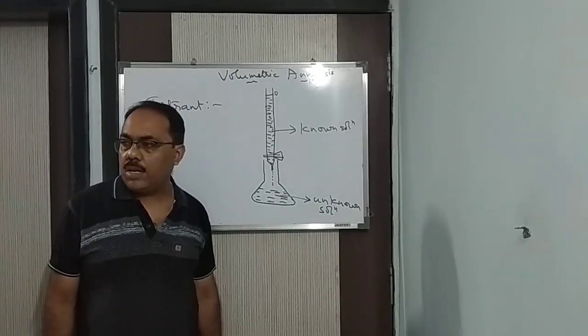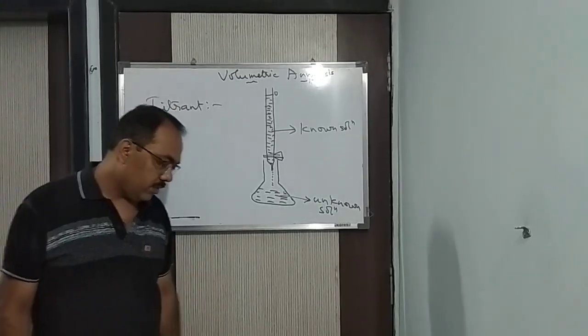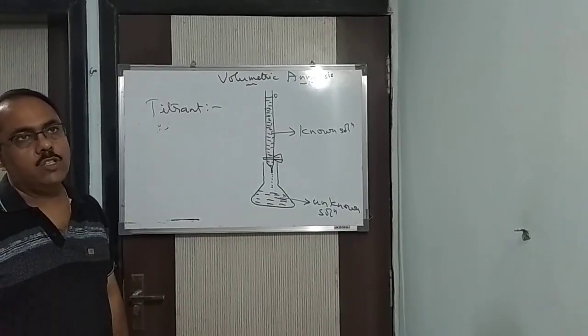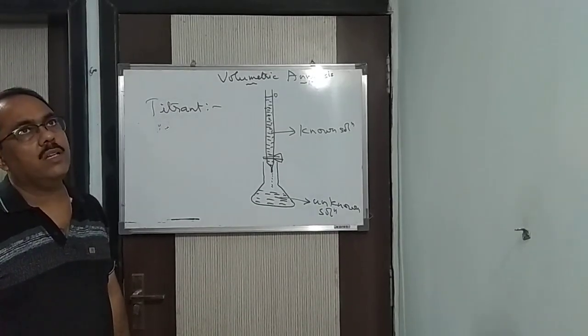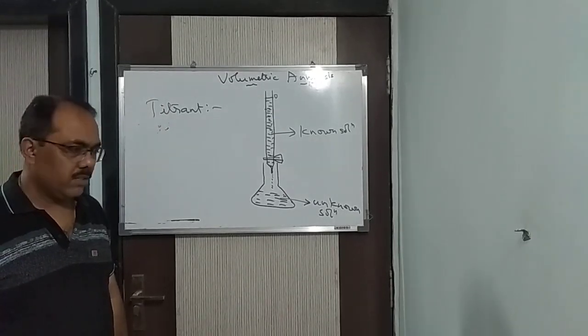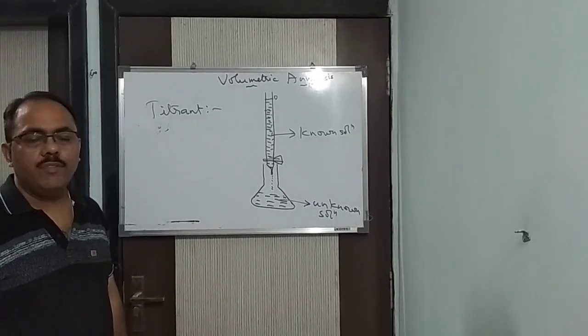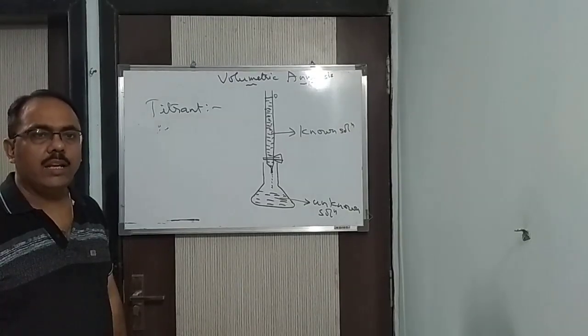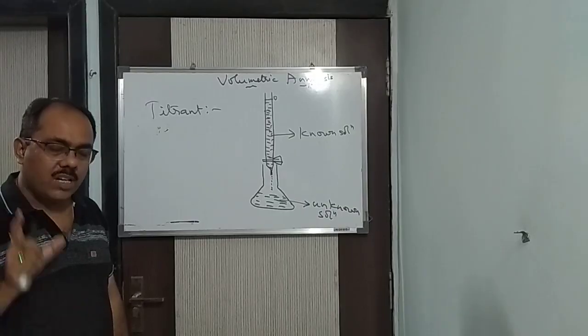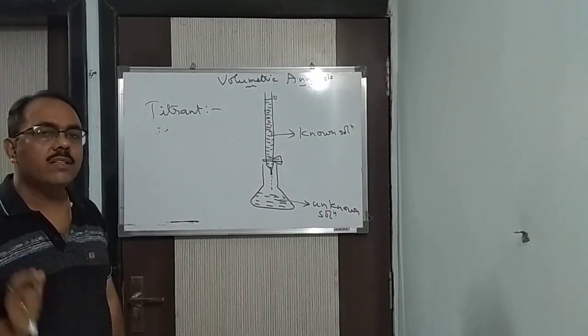Example, sodium hydroxide, potassium hydroxide, hydrochloric acid, etc. So in case of primary titrant, you see it is already standardized. We know the weight of the particular substance. But in case of secondary, we do not know, we have to accurately weigh it and it needs to be standardized. Standardized means whose concentration we know. That's called a standard solution.